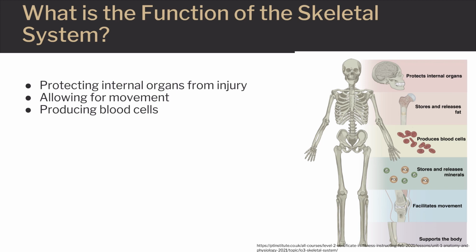Producing blood cells. The soft bone marrow inside of many bones produces red blood cells, white blood cells, and platelets. Storing minerals and nutrients. Bones can store and release minerals, including calcium and phosphorus, which are important for many bodily functions. Additionally, adipose, fat, tissue that can be used as energy can be found in part of the bone marrow.